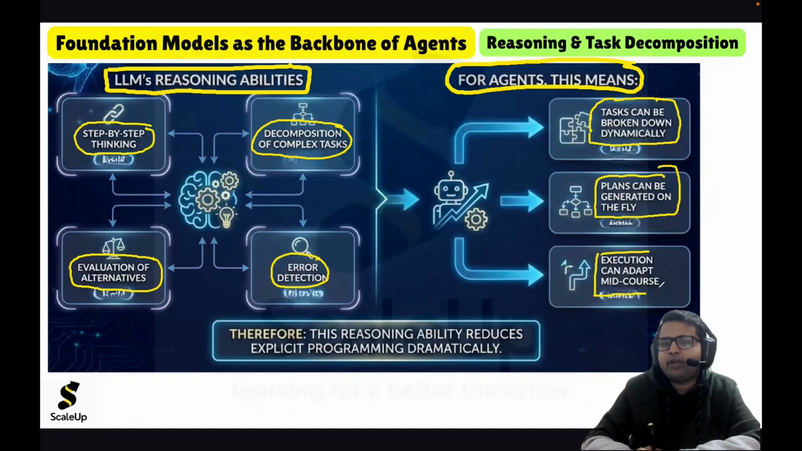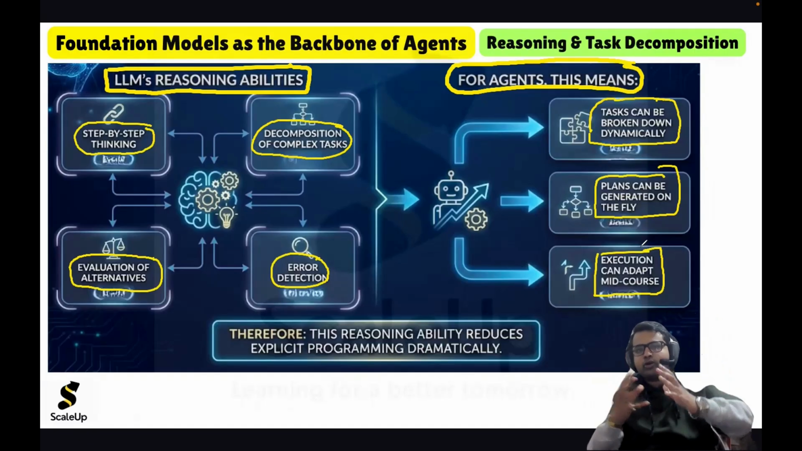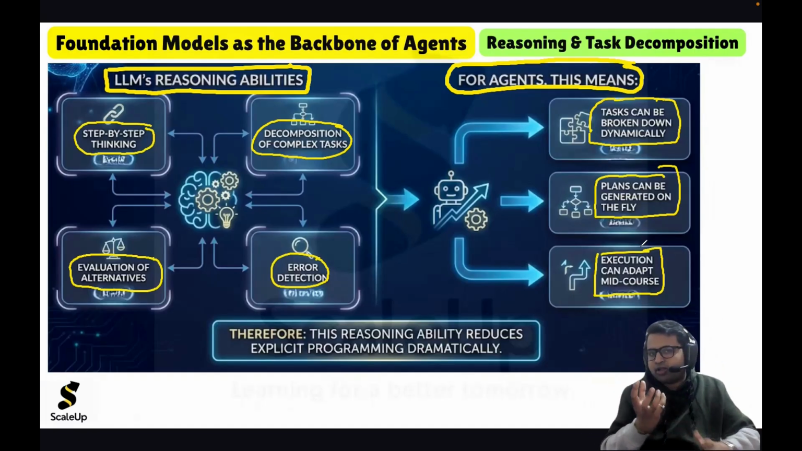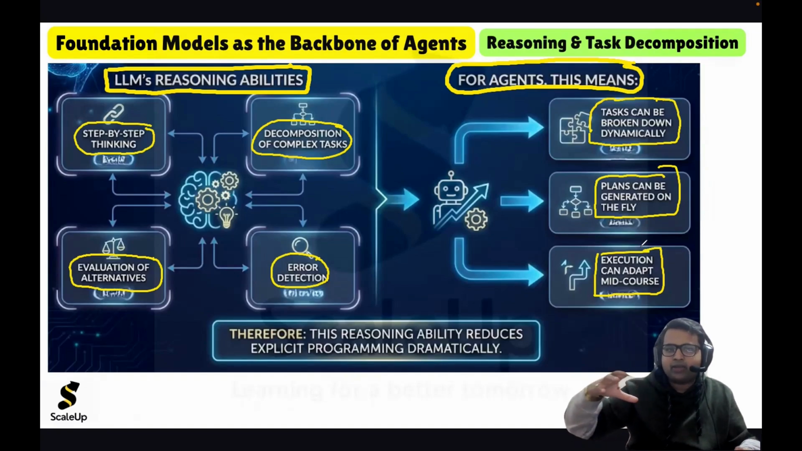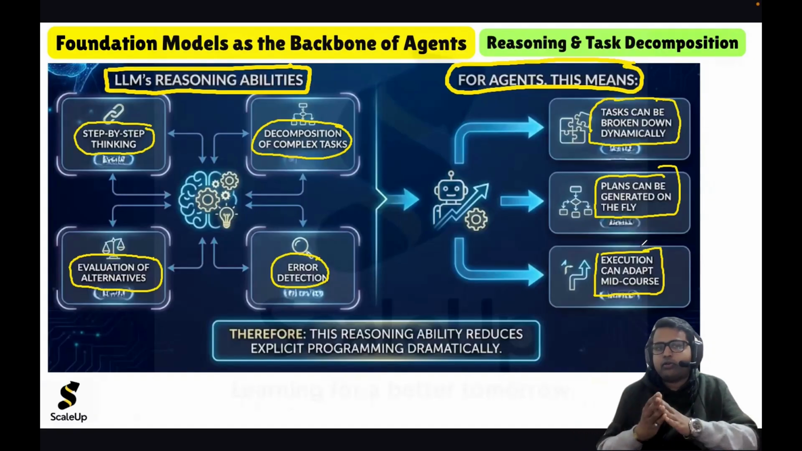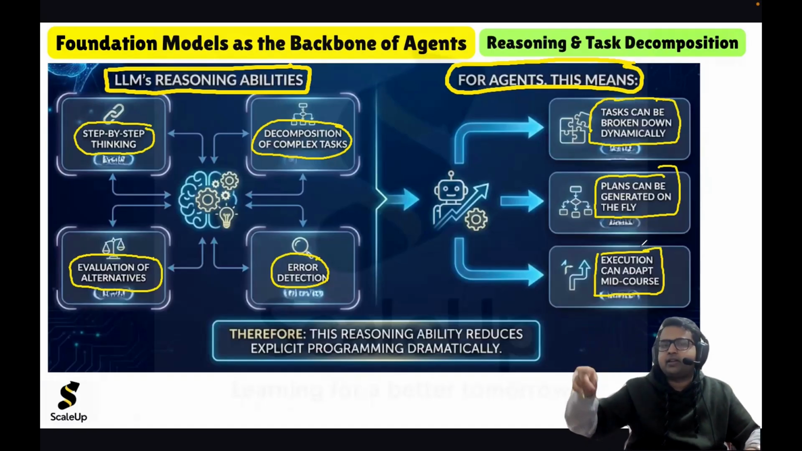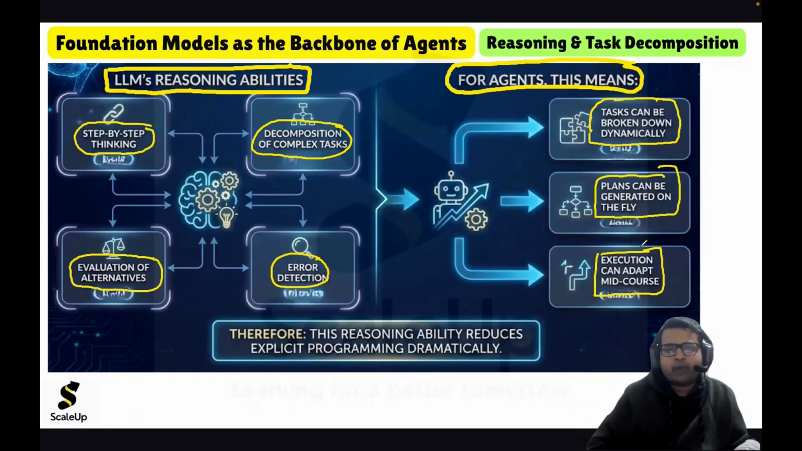Execution can adapt mid-course. The core crux is that since large language models have reasoning abilities, wherein they can do step-by-step thinking, evaluate alternatives, break down and decompose a complex task, and do error detection, the learning cycle for an agent we can very easily achieve with the power of large language model reasoning ability. What agents can do is perceive the environment. Now they have to accomplish a goal. The goal is always there with an agent. Now they will make a plan.